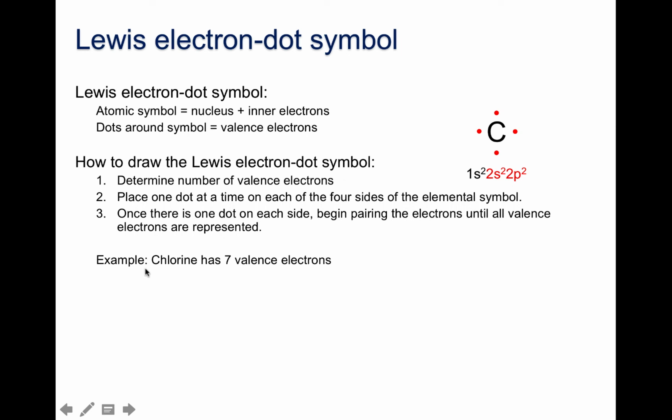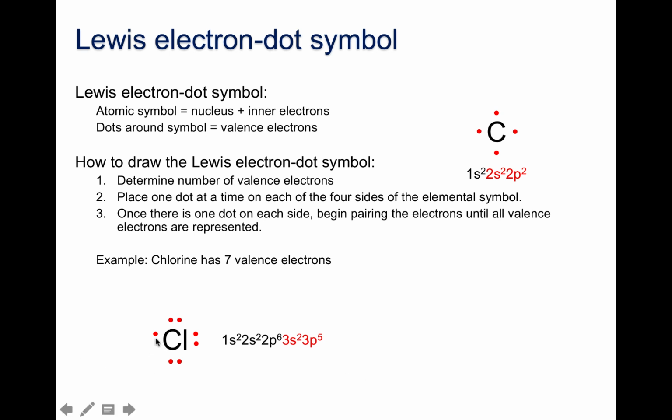If we have an element like chlorine, which has more than 4, it actually has 7 valence electrons, and you would know that because it's in group 7A, or you could write its electron configuration and know that the 7 valence electrons are in the 3rd energy level. So to draw the Lewis dot symbol, we would start by writing chlorine, Cl, and you can pick any one of the 4 sides to start on. I decided to start on the top and do 1, 2, 3, 4. Once we have 1 on each side, we begin pairing them. 5, 6, 7, and now all 7 of the valence electrons are represented on chlorine.